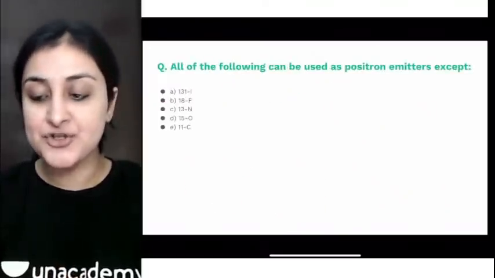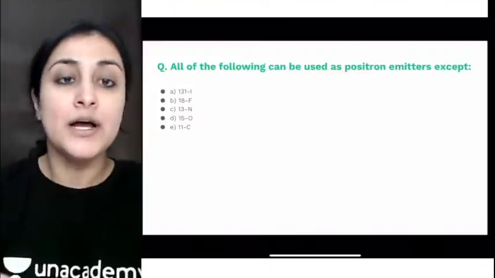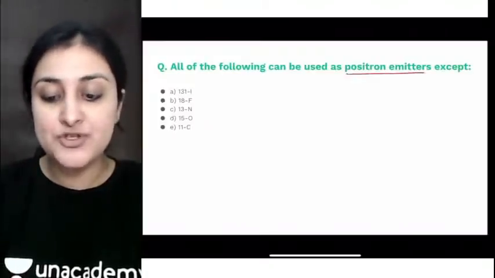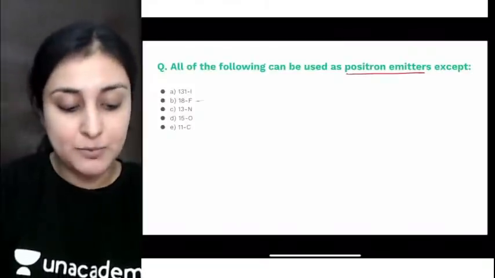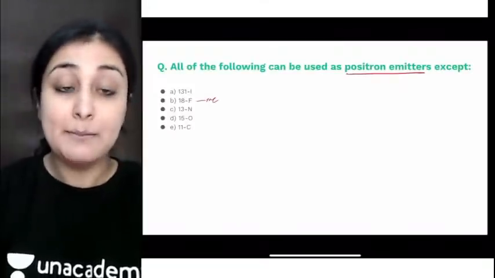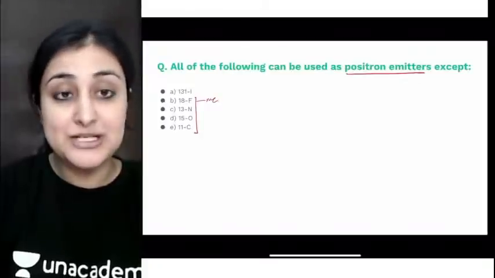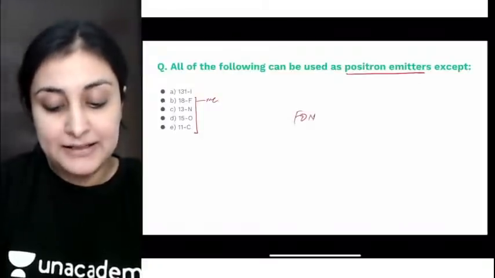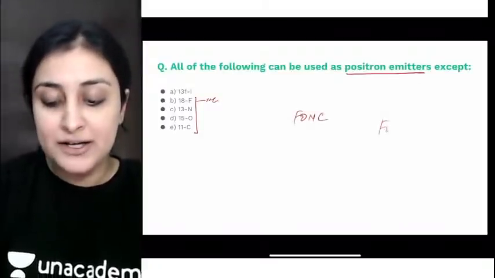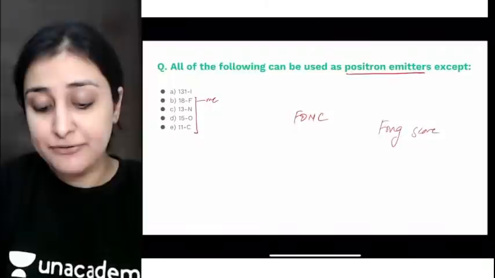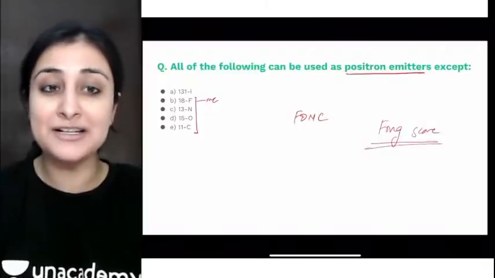थोड़ा सा extra edge क्योंकि INI-CET देने वाले हैं हम लोग. All of the following can be used as positron emitters except. माना most common 18 fluoride है, but और कौन से use कर सकते हैं? तो remember ये सारे ही. FNOC, F-O-N-C is what we can remember. अच्छा FONC, what was FONC score guys? Do you remember FONC score? That was used for what? This might come.